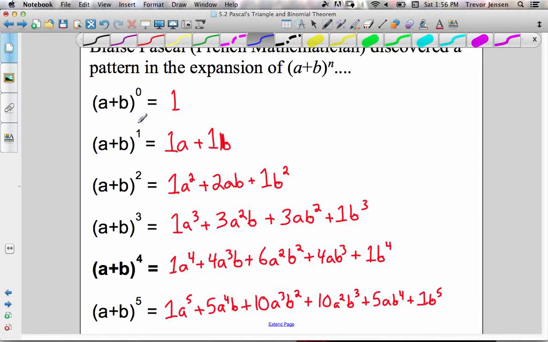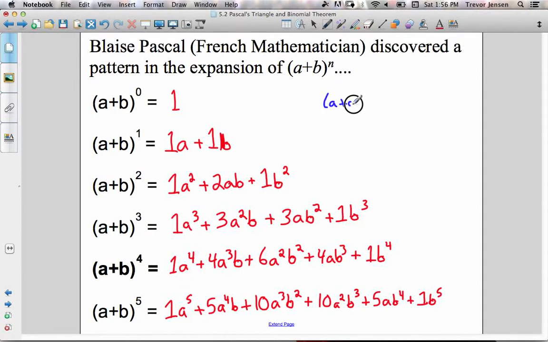First of all, a plus b, okay, there's a binomial. It has an exponent of 0. Anything to the exponent of 0 is 1. No problem. A plus b to the 1 is just a plus b. A plus b to the 2, well, that's where you would have had to remember FOIL. A plus b squared means a plus b times a plus b, and you would have done FOIL: a squared plus ab plus ba plus b squared. And that would have given you a squared plus 2ab plus b squared.